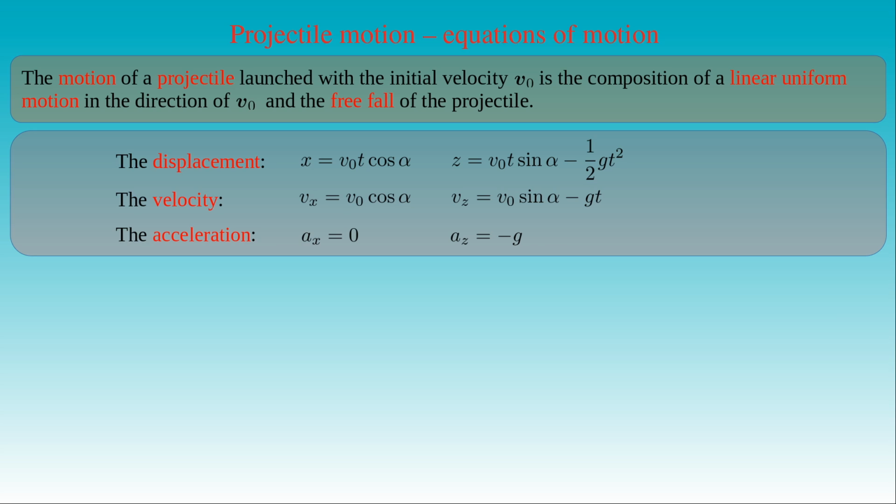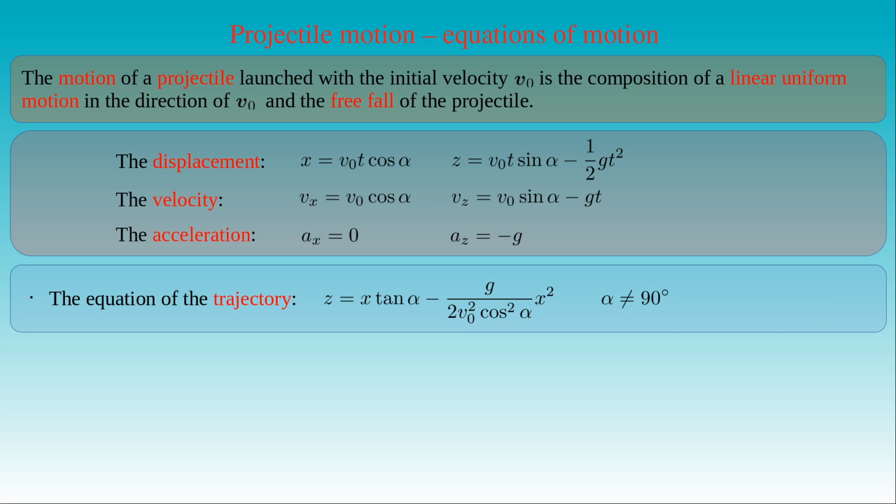If we eliminate the time t from the component equations of the displacement, we can determine the vertical coordinate z as a function of the horizontal coordinate x. This gives the equation of the projectile's trajectory, which states that z is equal to x times tangent alpha, minus g over 2 times v0 squared times the square of cosine alpha, times x squared.